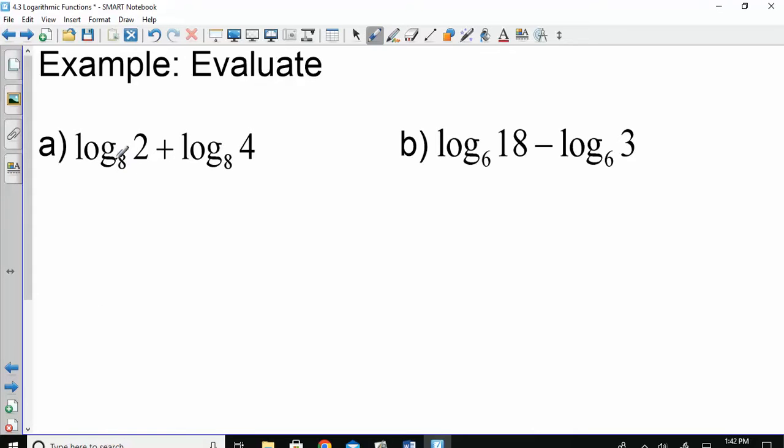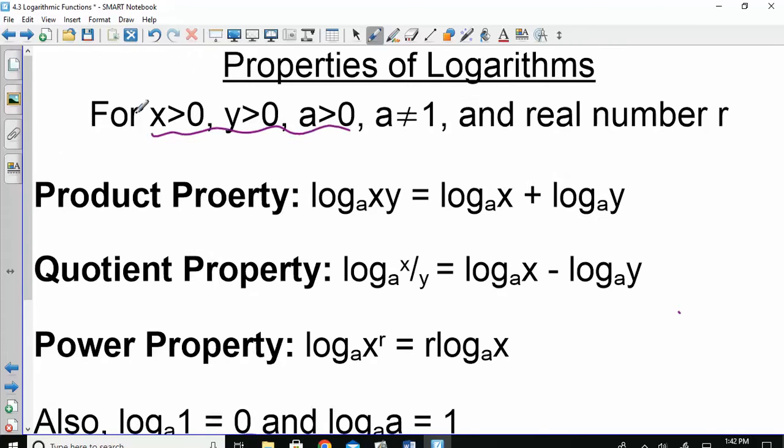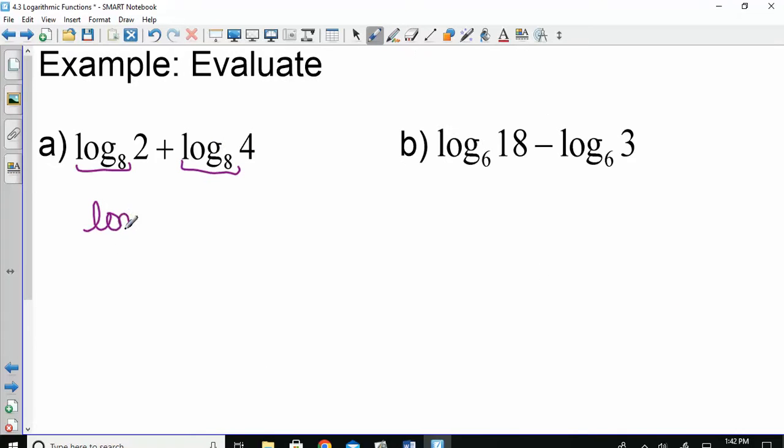I could try to think through this, but it's not real obvious. 8 to what power equals 2? 8 to what power equals 4? You might be able to think through those, but it's a little more challenging. However, if I have a log base 8 and a log base 8, when those logs are added, what could I do with these arguments? Multiply. So if I did that, 2 times 4 equals 8. So that's saying 8 to what power equals 8? 1.